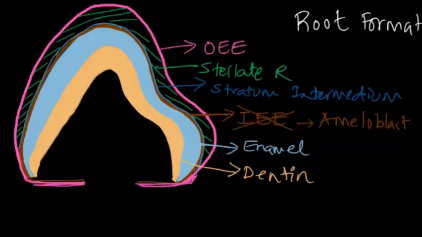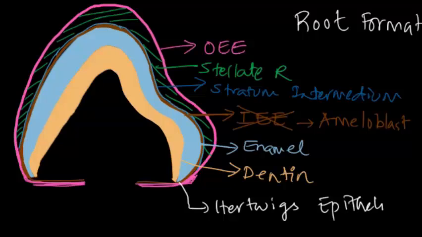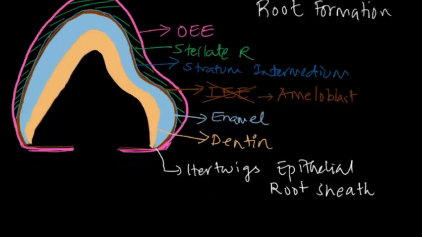So this continuation of the cervical loop is called the Hertwig's epithelial root sheath, which is vital for the formation of the root portion of the tooth. And when this Hertwig's root sheath takes a sharp bend, it is called the epithelial diaphragm.